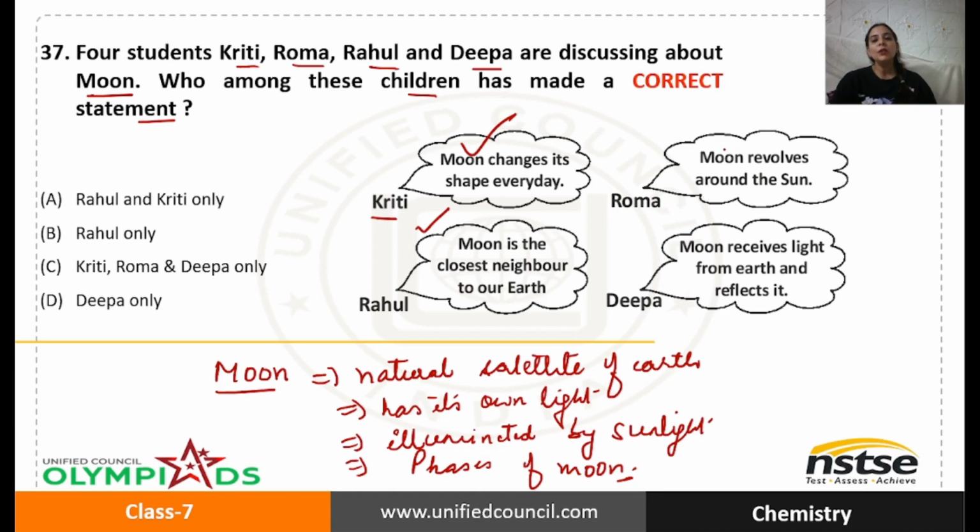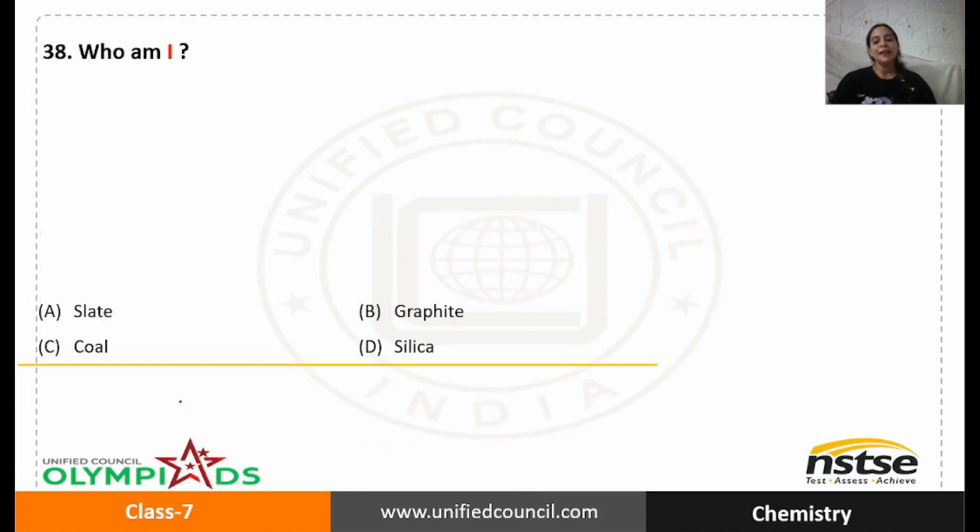Roma said moon revolves around the sun. Do you think the statement is correct? It is not correct, because moon is revolving around our planet earth. It is not revolving around sun. So Roma made a wrong statement. Deepa said moon receives light from earth and reflects it. Again no, because moon receives light from sun, not from earth. So who made a correct statement? Obviously Kriti and Rahul. So therefore, which option is correct, students? Option A is the correct statement. Okay, let's move on to next.